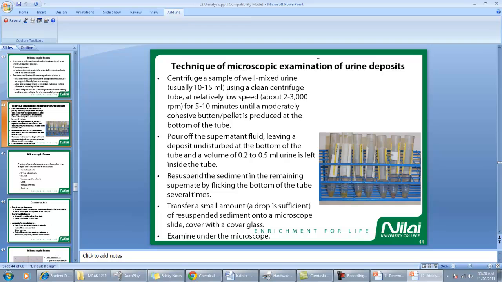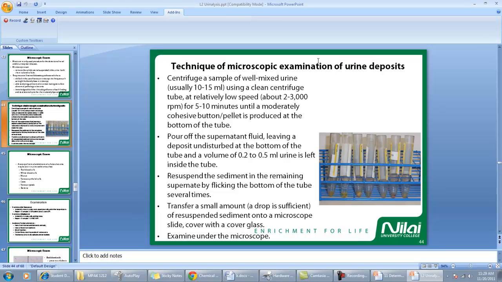Technique of microscopic examination of the urine deposit. Take a sample of well-mixed urine, usually 10 to 15 ml, in a clean centrifuge tube. Centrifuge at relatively low speed, about 2 to 3,000 RPM, for 5 to 10 minutes until a moderately cohesive button pellet is produced at the bottom of the tube. Decant the supernatant fluid, leaving a volume of 0.2 to 0.5 ml in the bottom of the tube. Suspend the sediment in the remaining fluid by flicking the bottom of the tube.